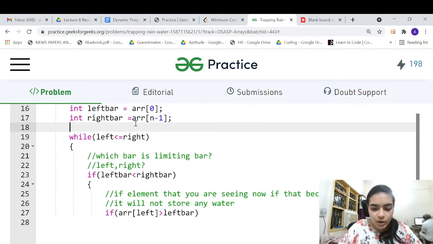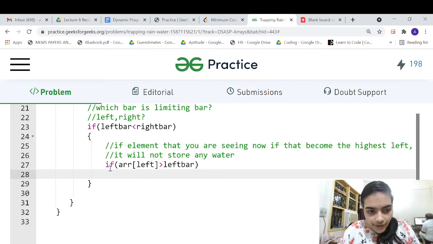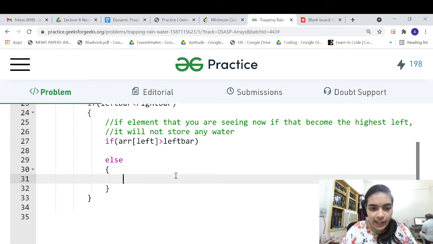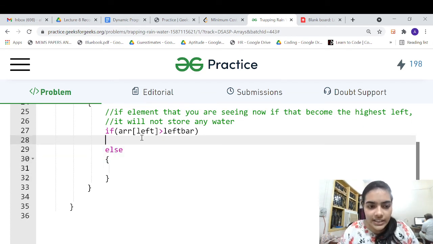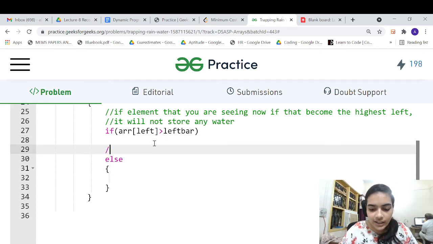So let me also declare an answer variable, long answer, that is initially 0, and that will build up our answer. Now if this is greater than left, what we have to do? In this case, we don't have to store any water. Let's write the condition for that. First, let's write the else condition. Else it will store water, right?